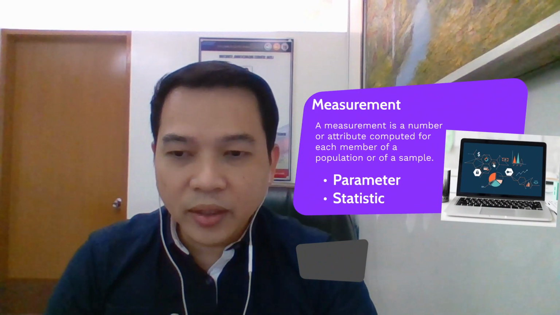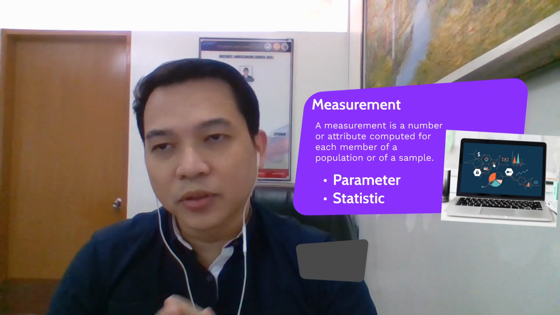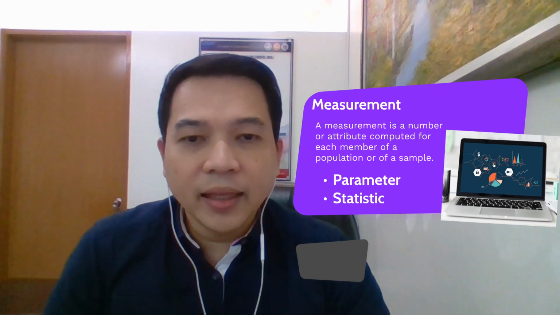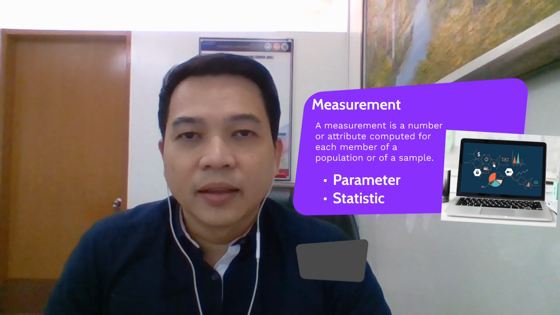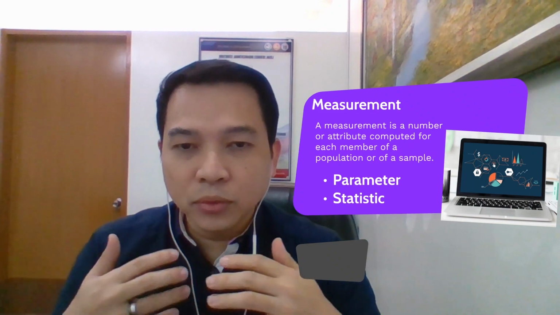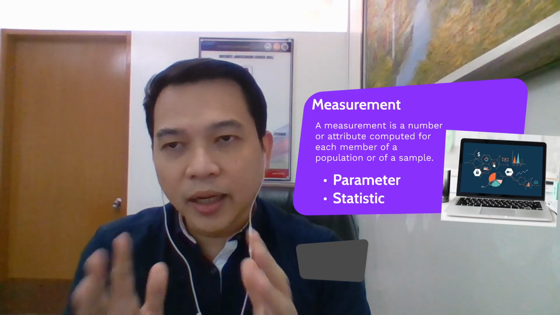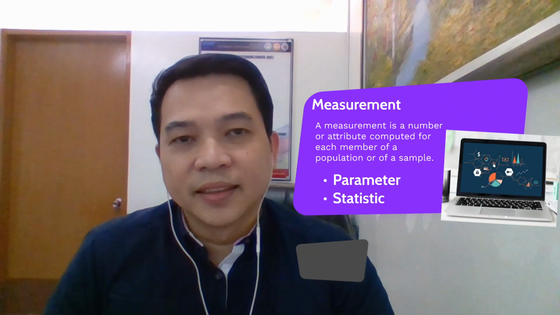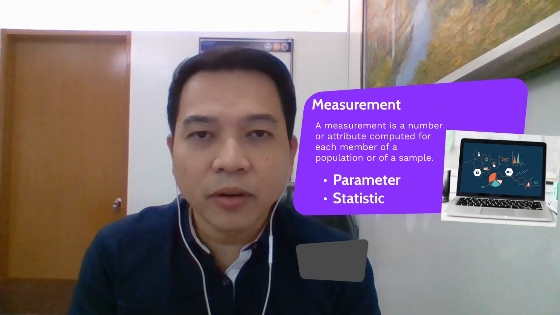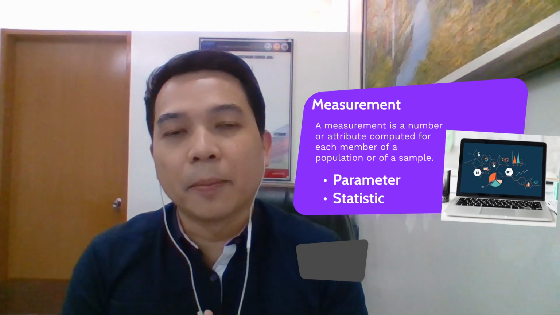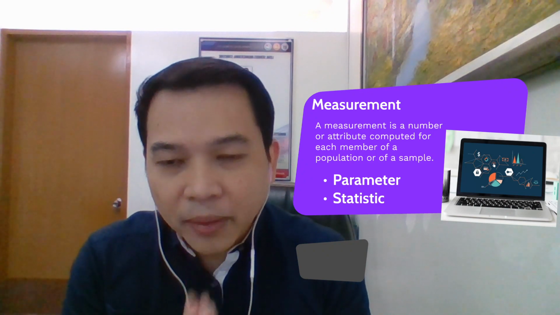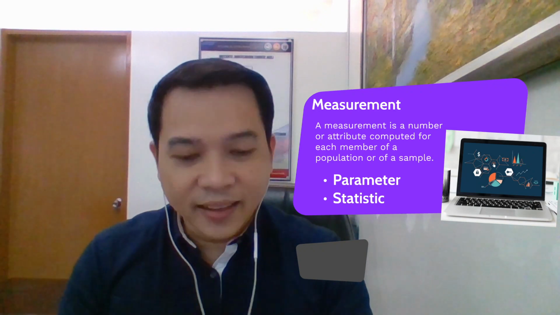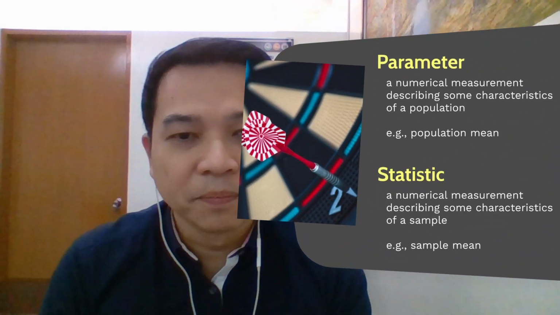Now, when we look at the attributes or how we describe the data out of this population and sample, we deal with what we call measurement. As the word implies, it provides us the number or the attribute or the characteristic computed from the population and from the sample. When we talk about measurement coming from the population, you're referring to the parameter. When you're talking about the measurement arising from the sample, then you're referring to the statistic. Okay. So how do you define these two terms?